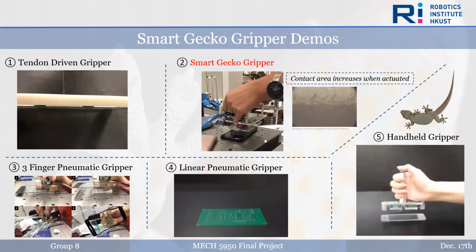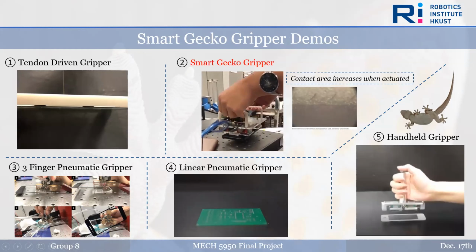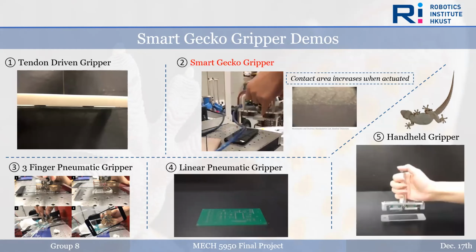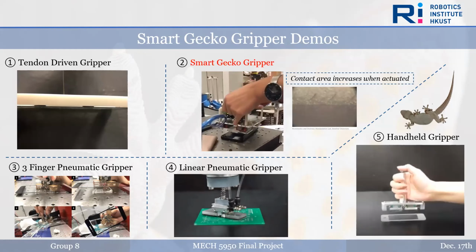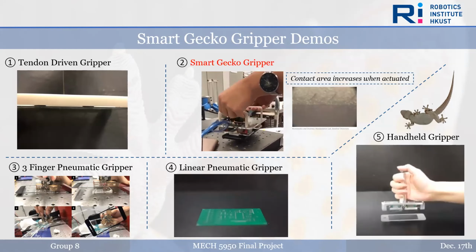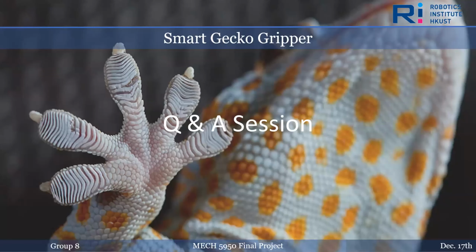So here is a demonstration video in the middle that shows the gripper can pull up a smartphone, whose weight is way higher than the other demonstrations. So that's basically what we did for this project.